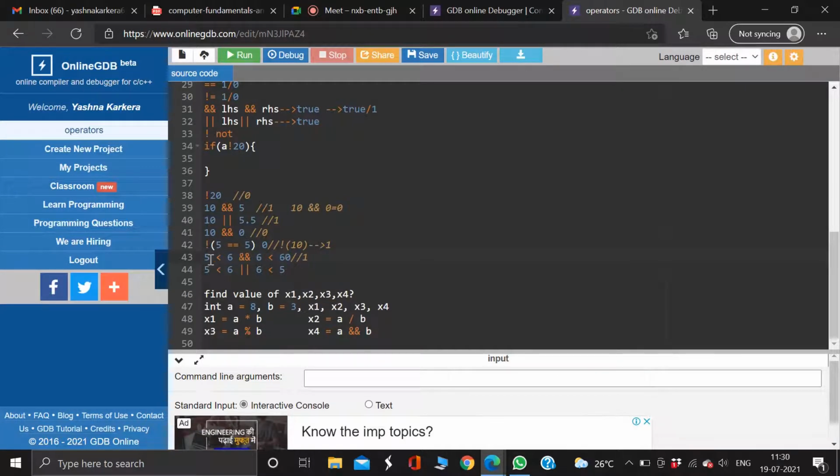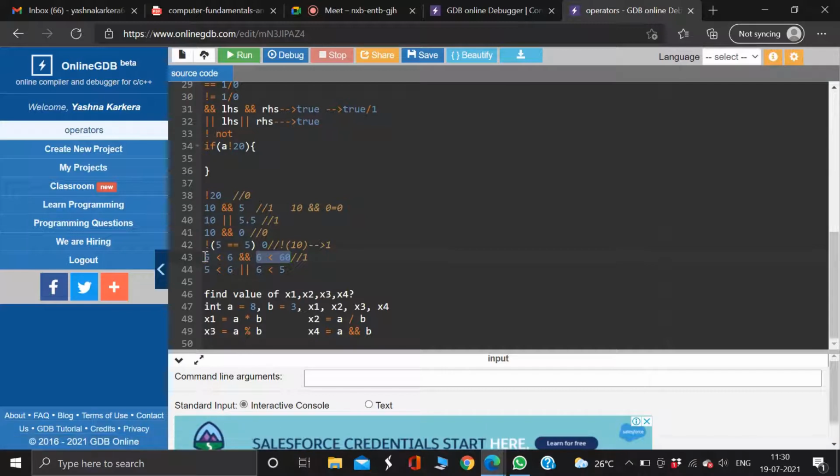So no problem. This concept is clear, right? Here both the statements are true. 6 is less than 60 and 5 is less than 60, right? So this is going to be true. This is how the AND operator comes into the picture. This is how you use it. You have one condition on the left-hand side and one on the right-hand side. If both are true, you get true. If one is false, you get false. Now answer this question.